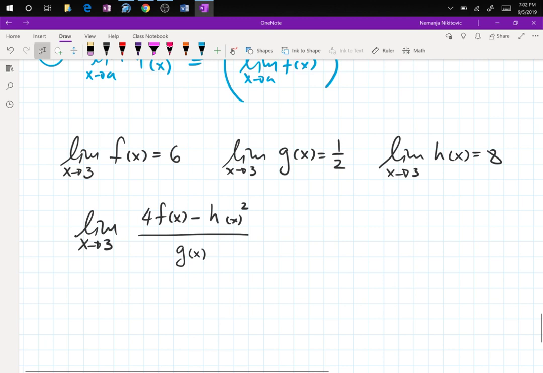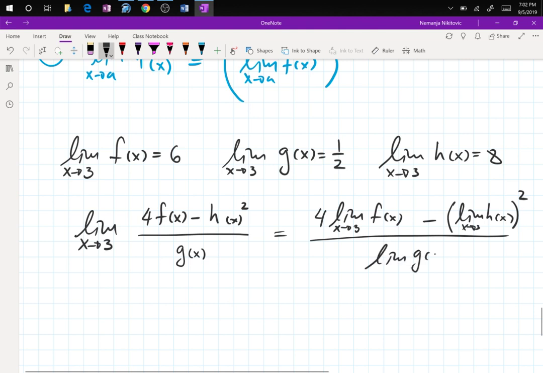Limit laws allow you to assign a limit to each function and then deal with algebra and order of operations. So that's the key. So using the limit laws, you are able to say the limit as x goes to 3 of 4 f of x minus, open parenthesis, limit of h of x everything squared as x goes to 3, divided by limit of g of x. And then you just replace every limit by the value you had.